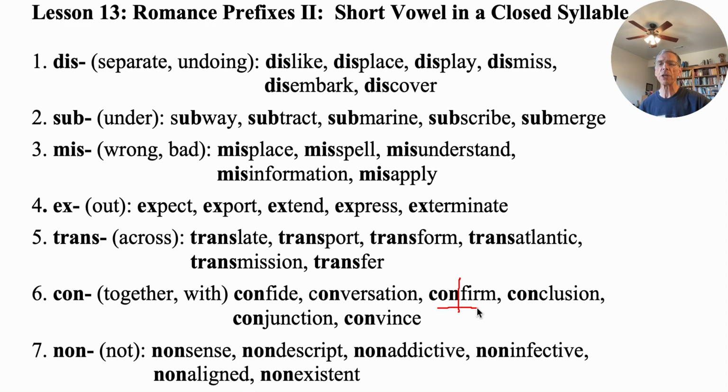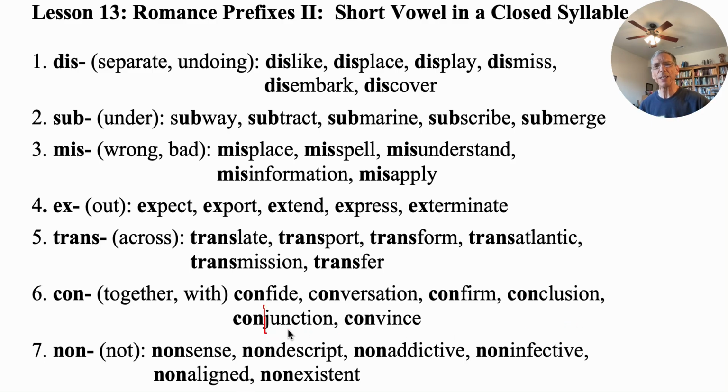Next we have confirm. You can confirm, say you're going to fly someplace in an airplane, and they send you a confirmation to confirm that they've got that seat reserved for you. Conclusion: you make an argument, and then at the end, you draw a conclusion to that argument.